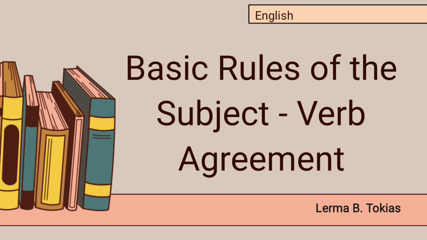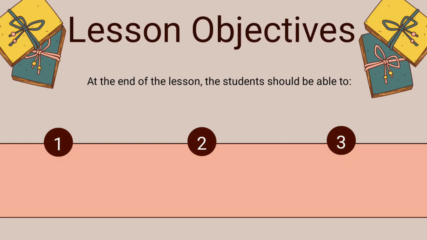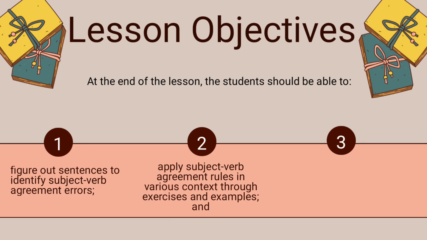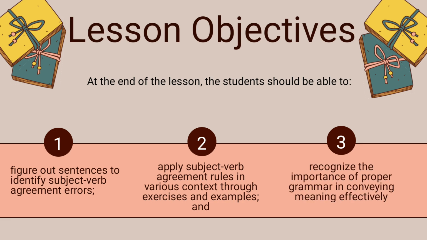For today, we will tackle two rules of subject-verb agreement, highlighting rule number 6 and rule number 7. At the end of the lesson, you should be able to identify subject-verb agreement errors in sentences. Second, apply the subject-verb agreement rules in various contexts through exercises and examples. And last, recognize the importance of proper grammar in conveying meaning effectively.